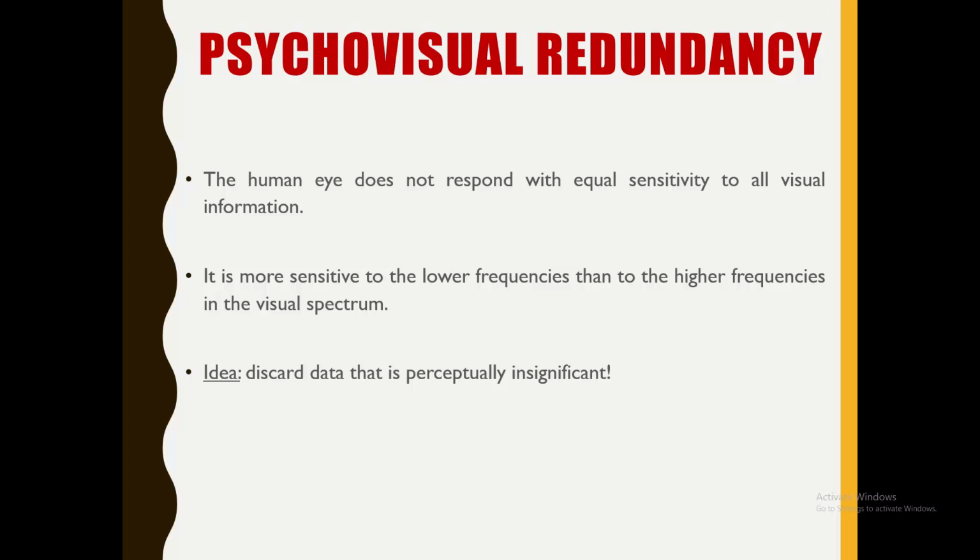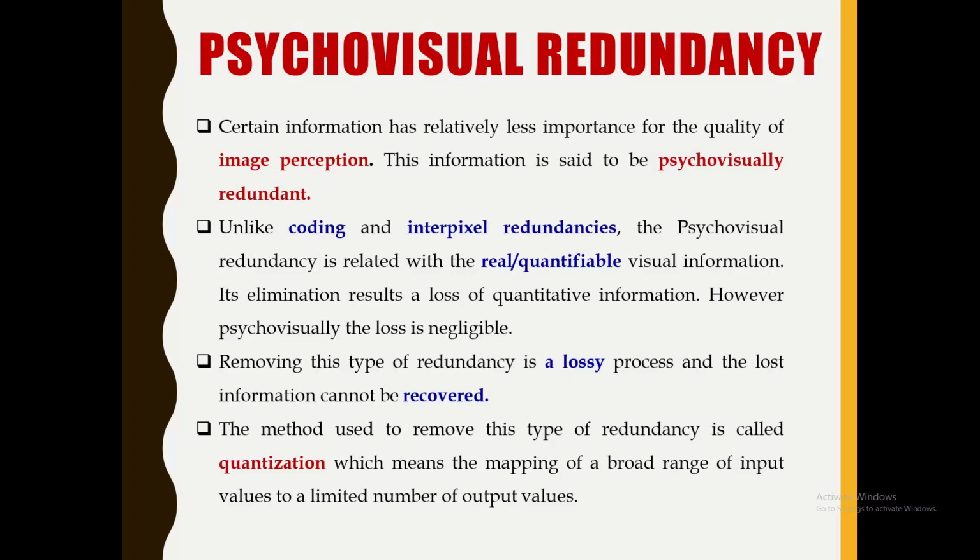The elimination is possible only because the information itself is not essential for normal visual processing. The elimination of psychovisual redundant data results in a loss of quantitative information. It is commonly referred to as quantization. This type of technique is also known as lossy compression, since we are going to lose some information that cannot be retrieved. Certain information has relatively less importance for the quality of image perception. This information is said to be psychovisual redundant.